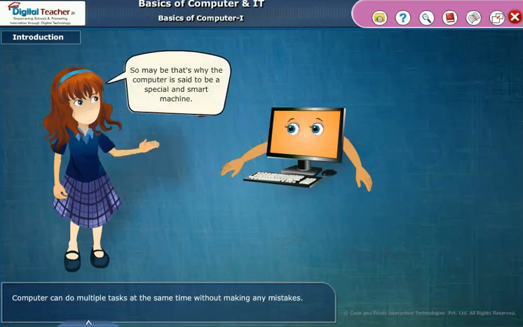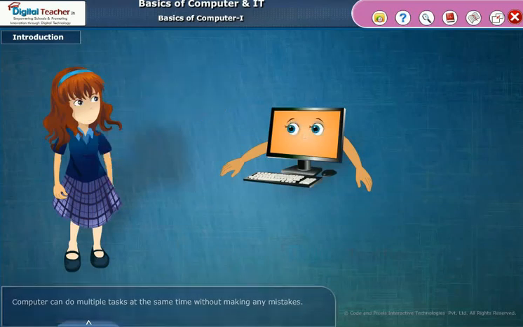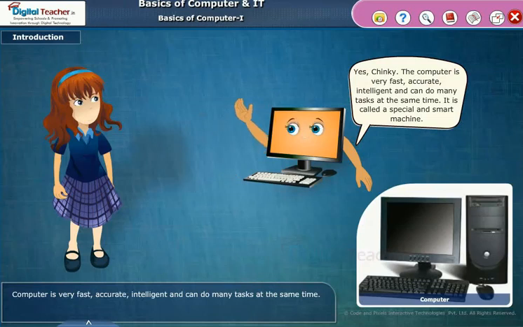So maybe that's why the computer is said to be a special and smart machine. Yes, Chinky, the computer is very fast, accurate, intelligent, and can do many tasks at the same time. It is called a special and smart machine.